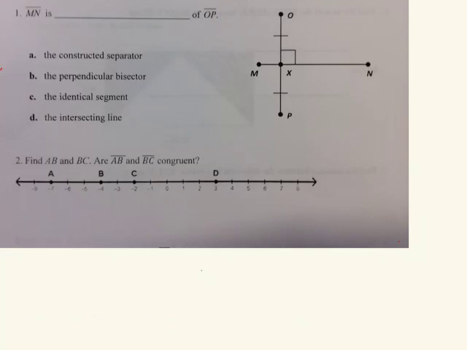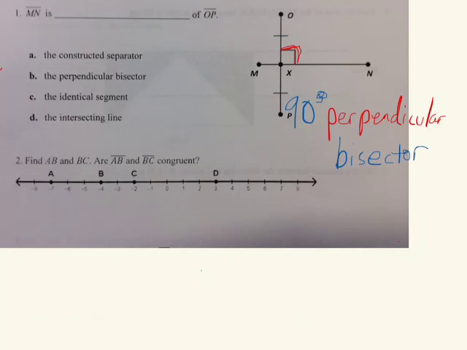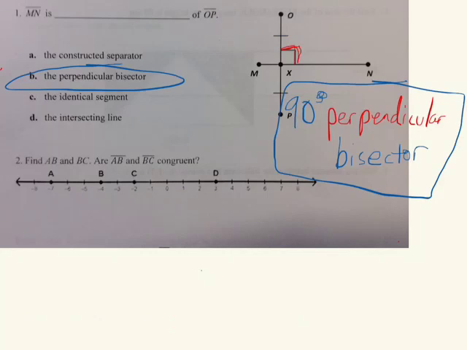Alright, for this one we just need to know the vocab of how I say a 90 degree angle. So 90 degree angle would be perpendicular. Perpendicular bisector. Perpendicular would be 90 degrees. Now this right here, this notation, that means that they are both equal. So when you're cutting things in half, you're bisecting. So this would be a perpendicular bisector is your answer.